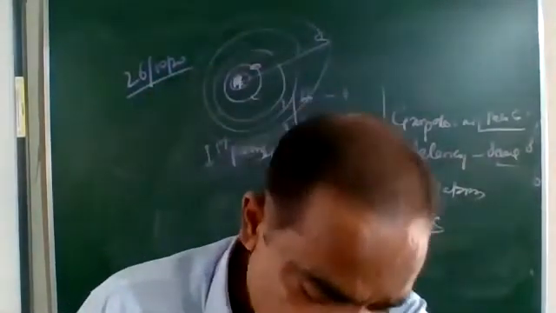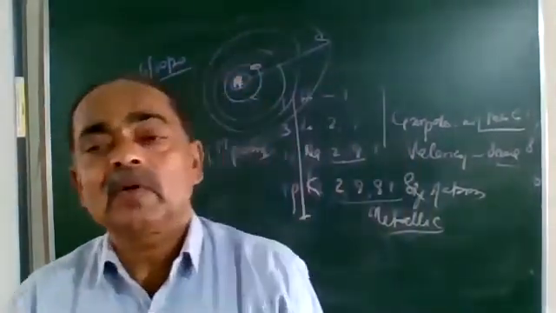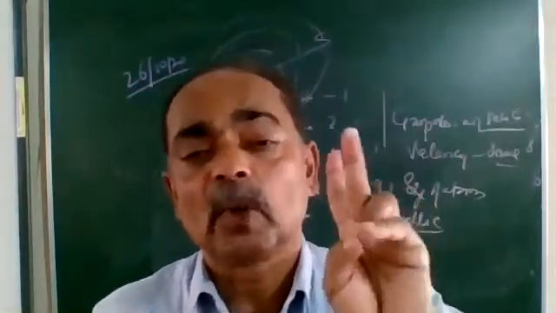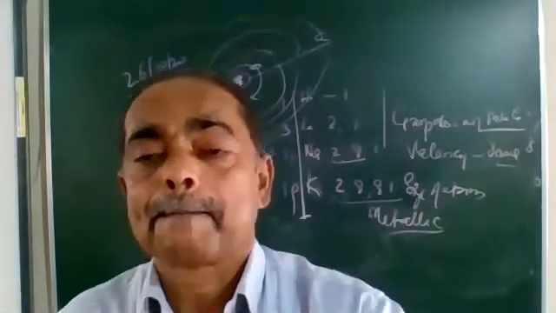Now, just to make you understand it easily, you study any one of the properties of periods or groups and its opposite is applicable, except for two properties: valence electrons and valency.